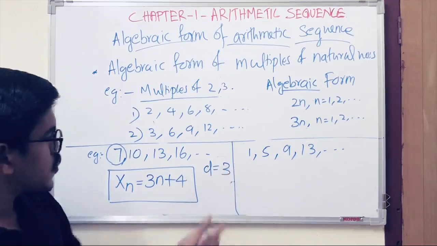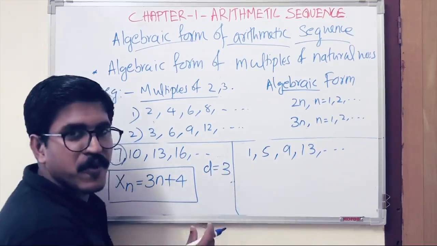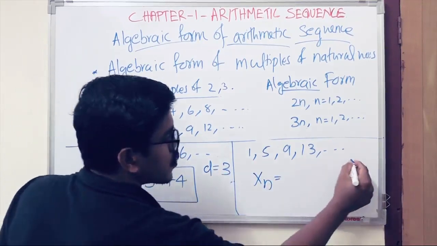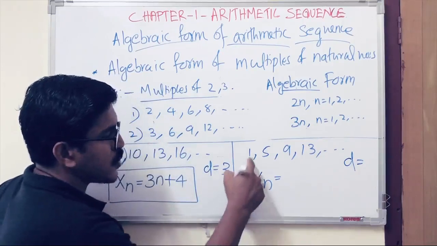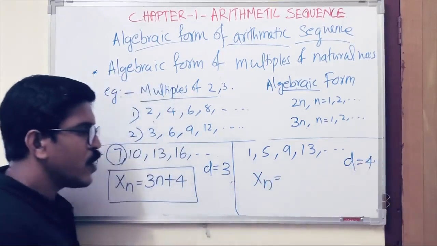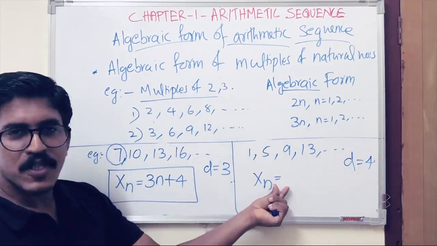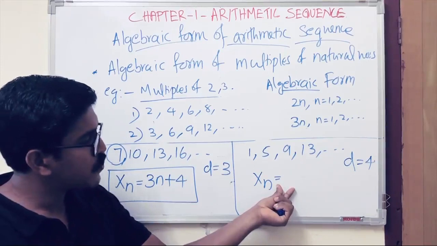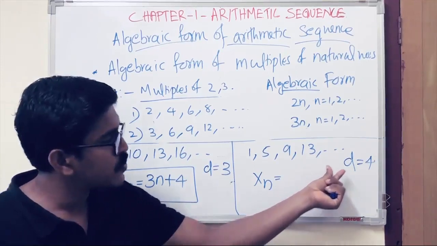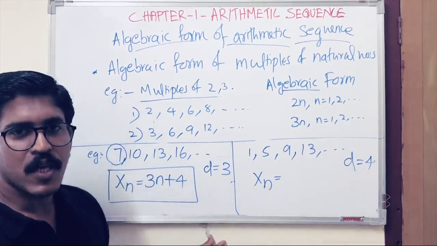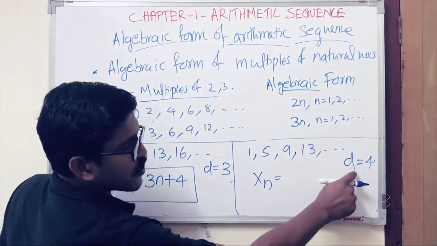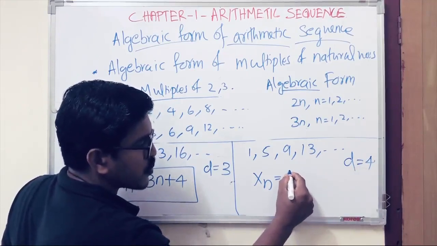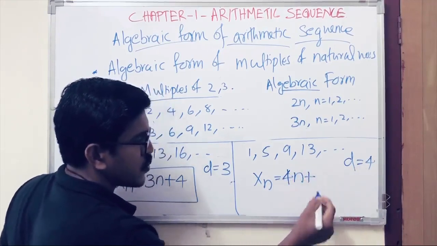We can consider another example here. Here also we are going to find out the algebraic form, that is xn equal to. Therefore we need to find out the common difference. Here the common difference is 4. I already told you, the first thing we need to do is write the algebraic form of multiples of the common difference. The common difference here is 4, so the algebraic form of multiples of 4 is 4n, that we need to write.